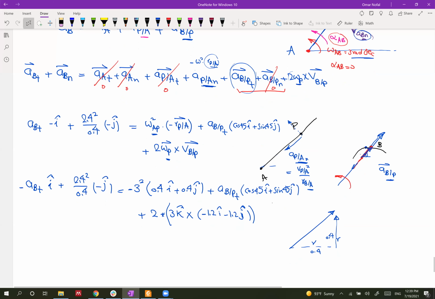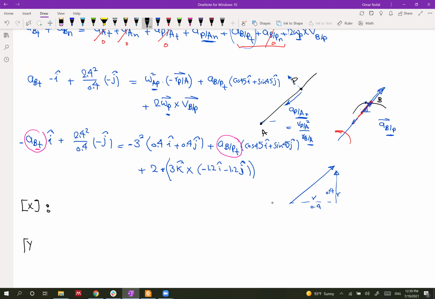Okay, so the unknowns that we have here are the acceleration at B and the acceleration at B with respect to P. So just two unknowns, and we have two equations, one of them in the x direction and the other in the y direction.